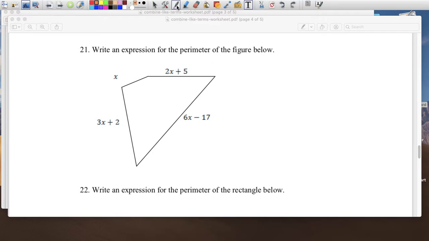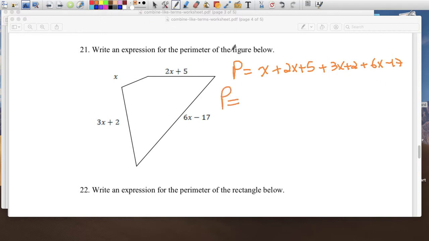So write an expression for the perimeter. So remember what perimeter is. To find the perimeter of a shape, we add all the sides. So let's add them. So it's this guy plus this guy. I'm going to add that. I'm going to add 6x minus 17. Plus 6x minus 17. So these are all the sides added together.